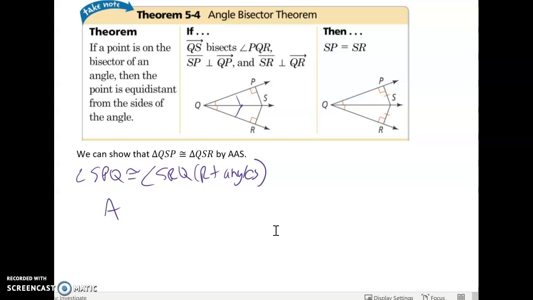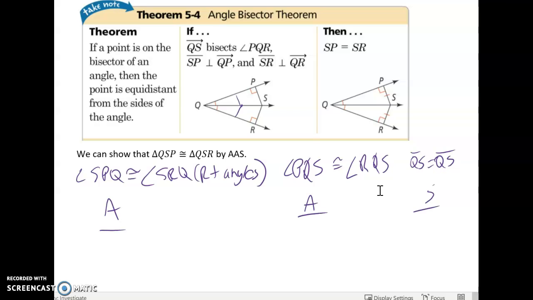The second one that we can show is angle PQS is going to be congruent to angle RQS. So PQS is congruent to angle RQS because they're angle bisectors. That's our angle. And our last one is that segment QS is going to be congruent to itself. That's our reflexive property. Okay? And there's our side. So we have angle, angle, side. So using CPCTC, we can claim that side SP is going to be congruent to side SR. Okay? So that's how we would set up our equation.